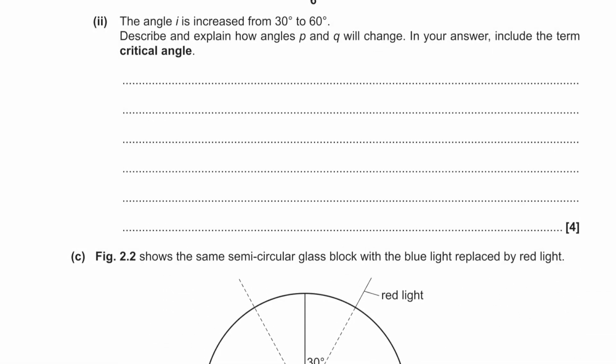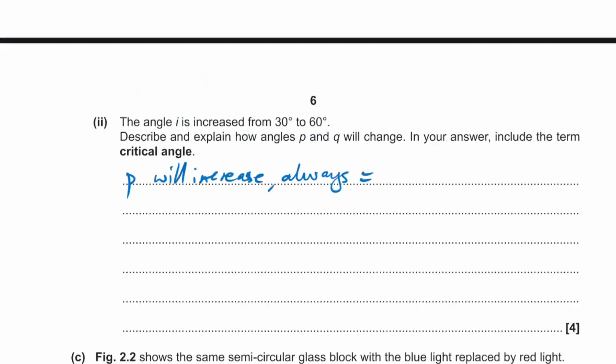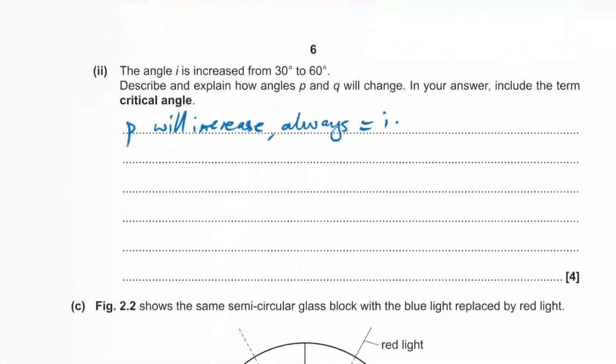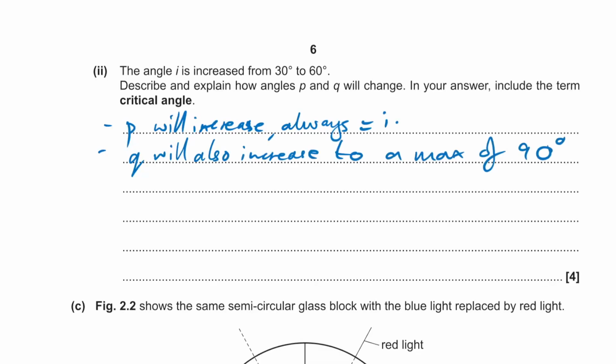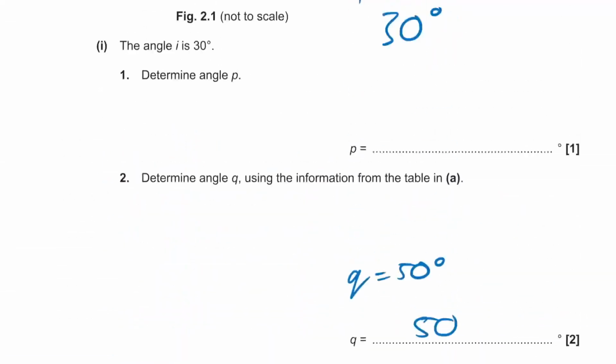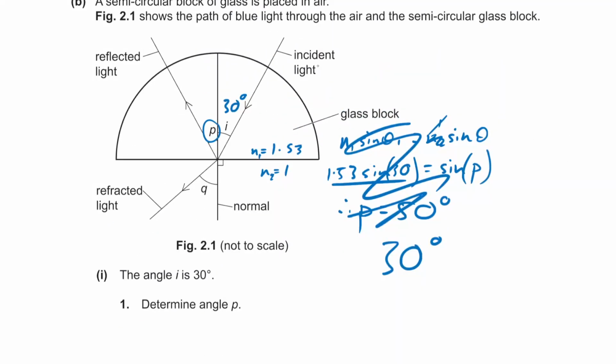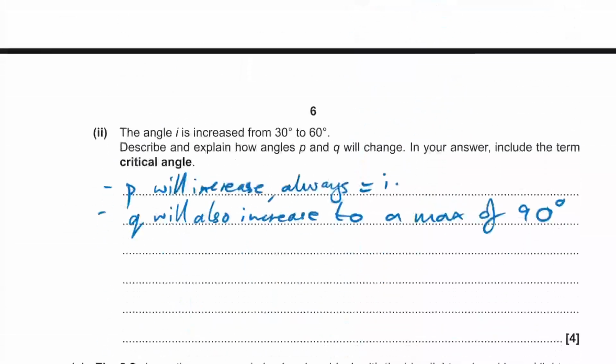Angle I is increased from 30 to 60 degrees. Describe and explain how P and Q will change. P will increase, always equal to I, of course. Q will also increase to a maximum of 90 degrees because, of course, we're then heading into TIR territory when the light goes, say, along here, and then it goes along here. Past that point, no refraction will occur.